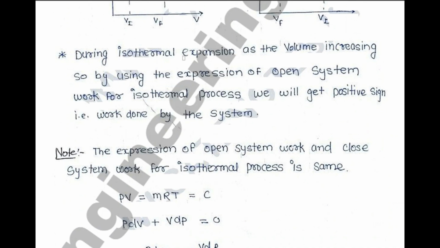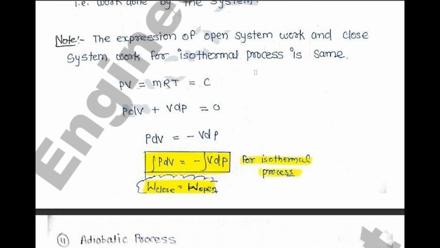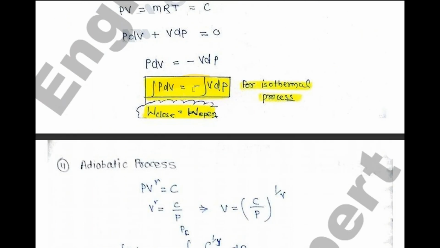Like earlier, during isothermal expansion the volume is increasing. So the expression for open system work is this. This is just for the sign convention: it will be positive if the pressure decreases or the volume increases. This is quite an important result for the isothermal process in open and closed systems. They are linked in this way, just with a negative sign and VdP and PdV.